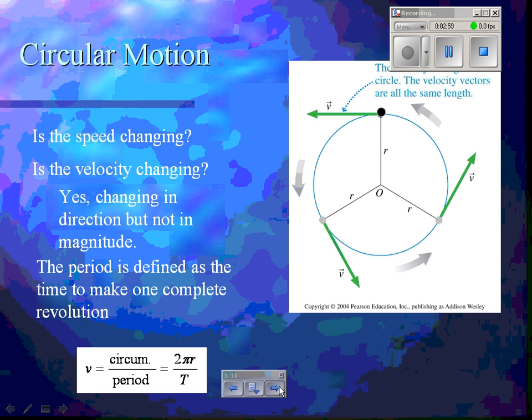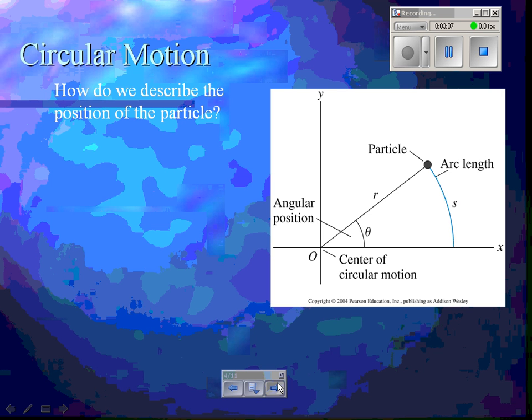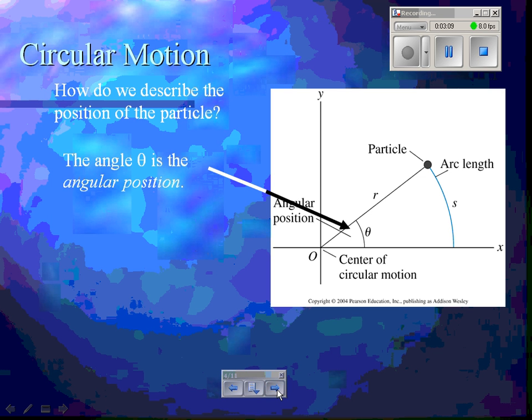Okay, move to the second page, or third page. There's the thing that went around. Describing the position of the particle, we could use XY coordinates, or we could also use our theta coordinates. You've probably seen this in your math classes as well. R is the distance from the center, this distance here. And theta is the direction from the positive x-axis in a counterclockwise sense. That's the positive theta direction.